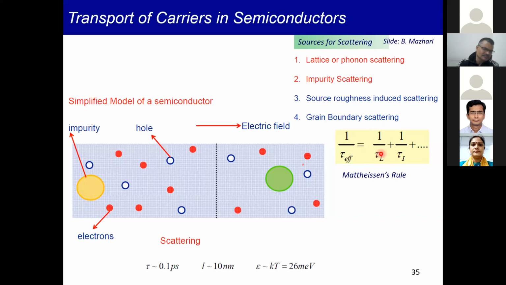Okay, 1 by tau. Tau is the mean scattering time, and 1 by tau is the scattering rate. So you can find out the scattering rate because of all these different scatterers present in your material or in the device. And then you use what's called Matthiessen's rule. You assume that all these scattering events are independent, so the net scattering rate is simply the sum of the scattering rates. Typically, the scattering time can be of the order of 0.1 picosecond or so, just to keep an order of magnitude in mind. But of course, these things change depending on doping concentrations, temperature, all those things.